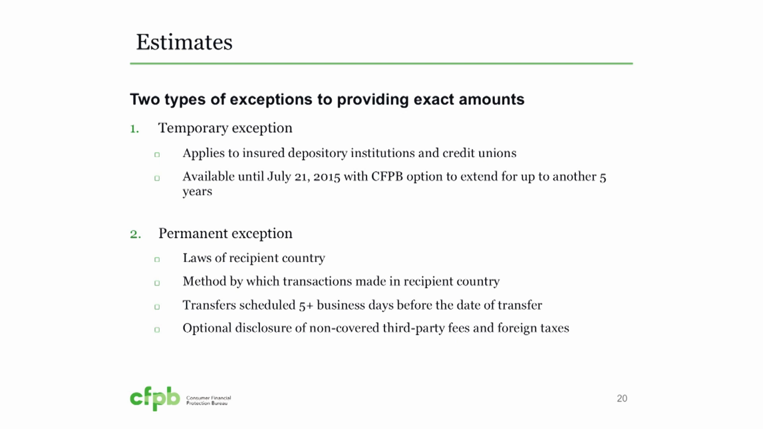A separate permanent exception applies for transfers scheduled 5 or more business days in advance. In the rulemaking the Bureau issued in August 2012, we provided specific disclosures for those transfers. Finally, in the changes made by the Bureau in 2013, the Bureau created a separate permanent exception to the optional disclosure of non-covered third-party fees and foreign taxes as part of the disclaimer regarding such fees and taxes. In order to encourage the optional disclosure of such information, the Bureau now allows providers to estimate such fees and taxes based on reasonable sources of information.